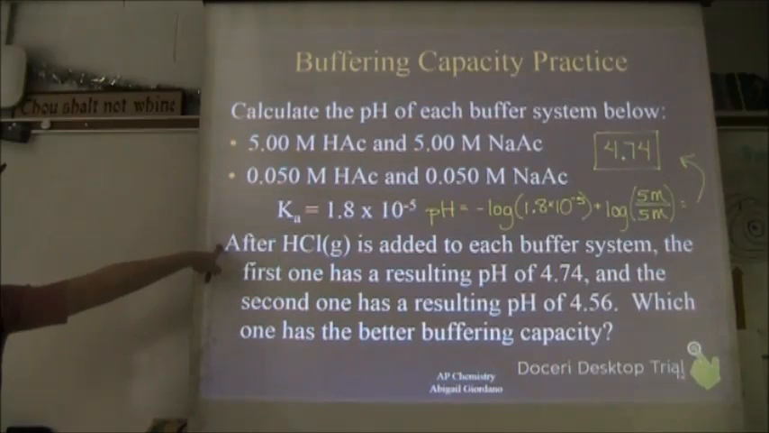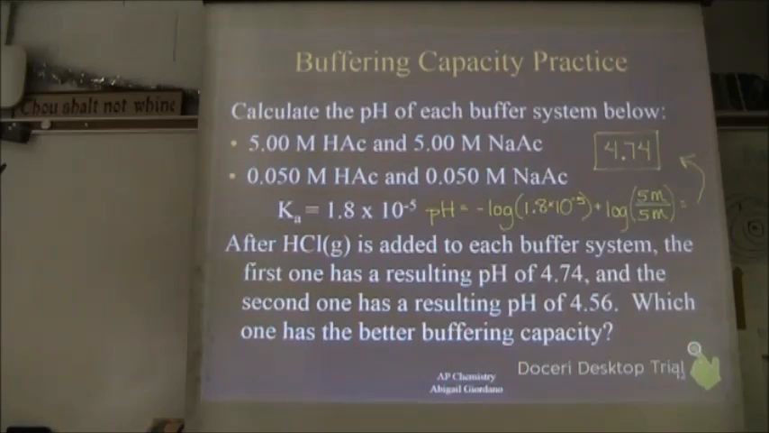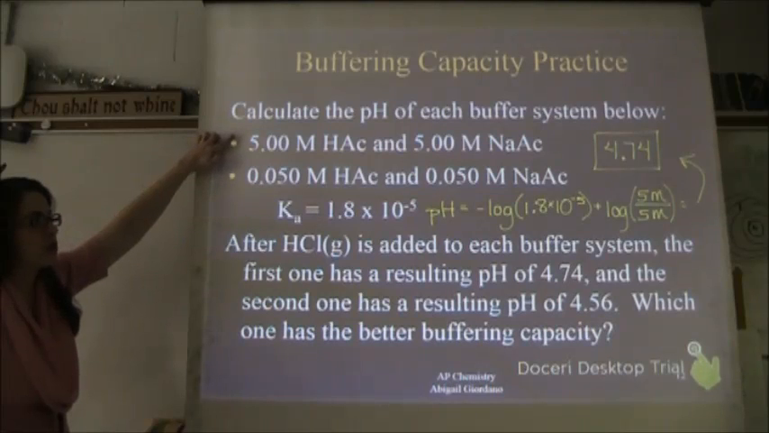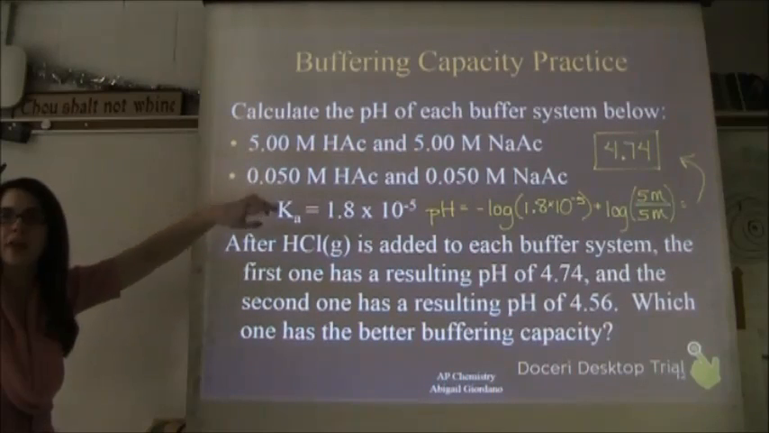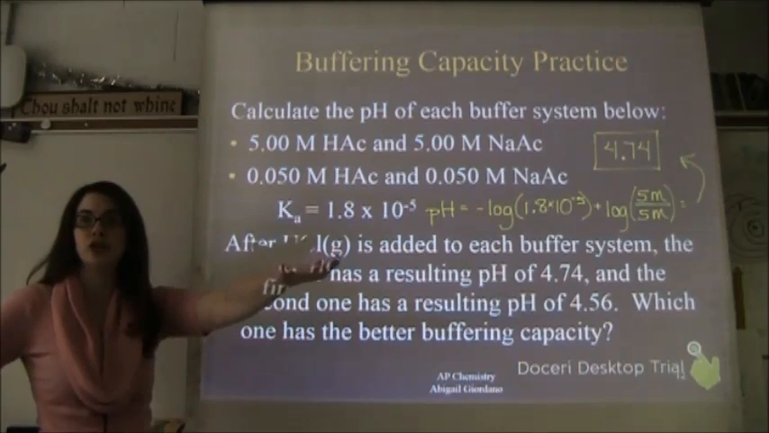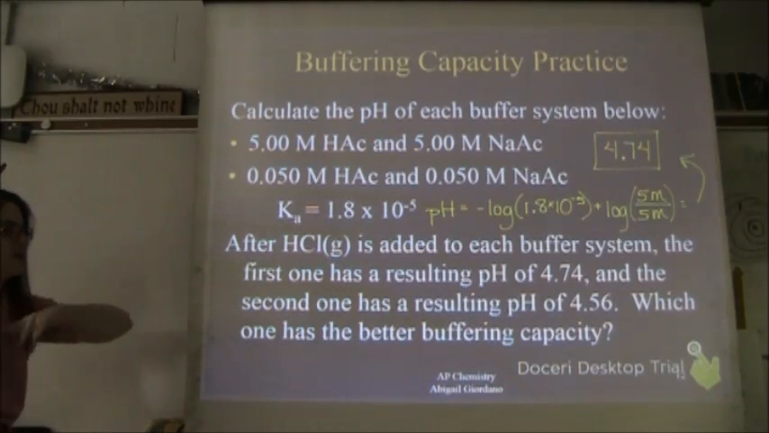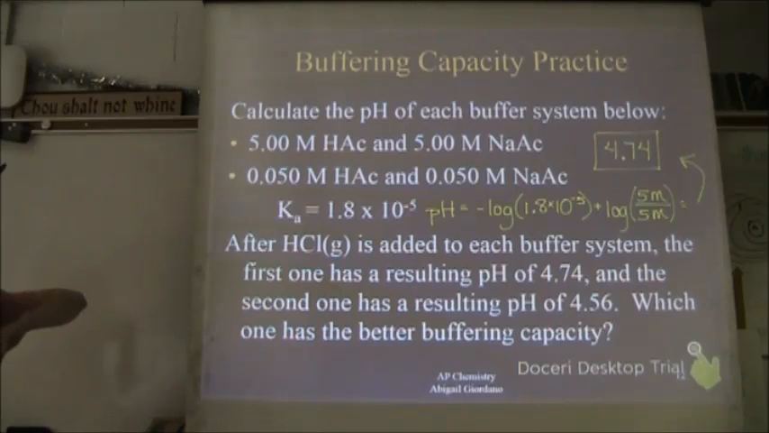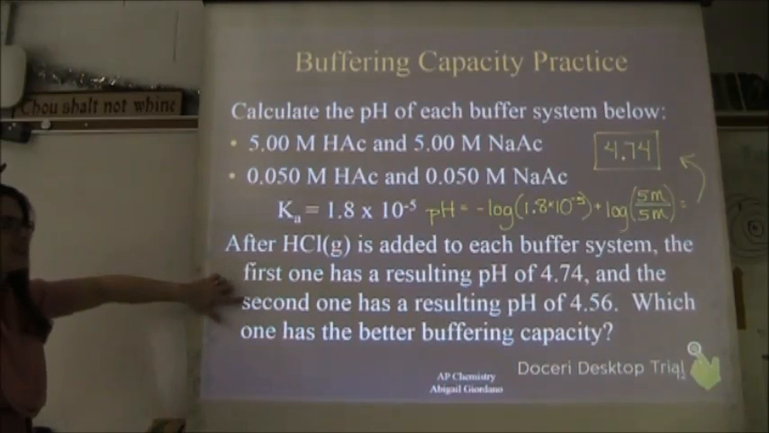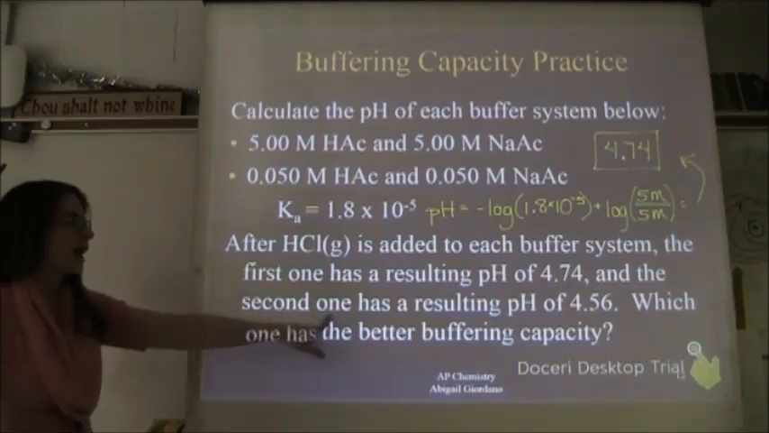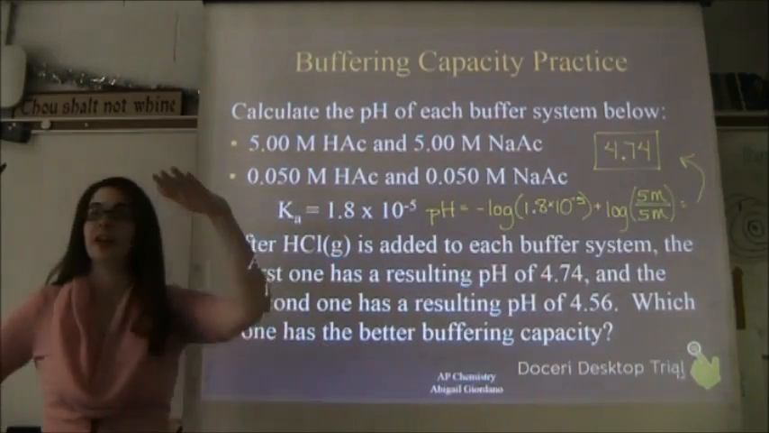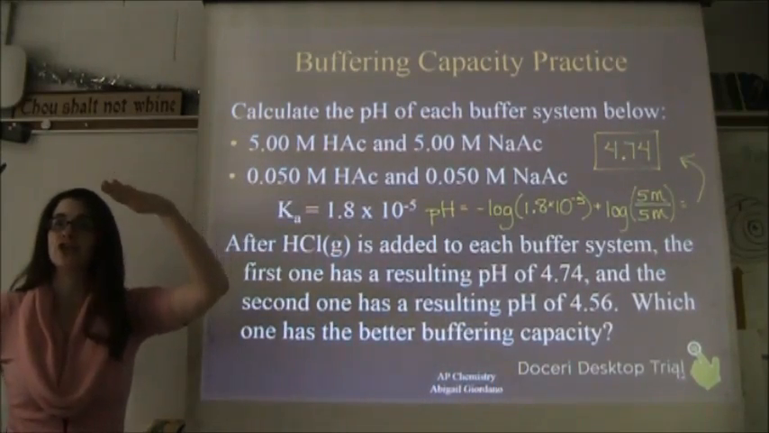Now let's read this statement. It says, after hydrochloric acid, which in its pure form is gaseous, is added to each buffer system, the first one has a resulting pH of 4.74. That means the pH did not budge. It stayed at 4.74. That's a buffer doing a good job. But the second buffer has a resulting pH of 4.56. Adding HCl caused the pH to drop a little bit.